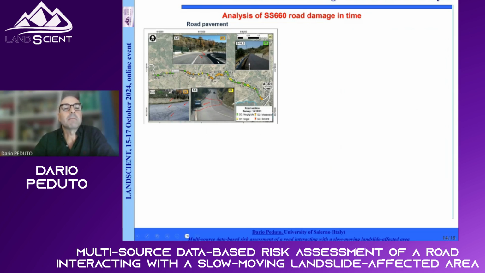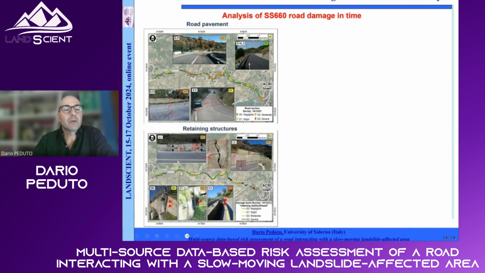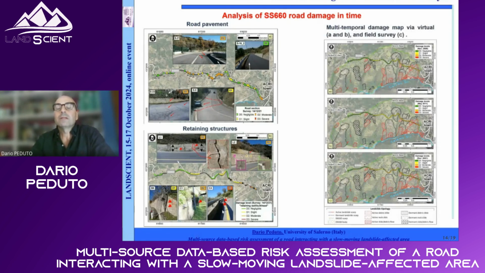From this, collecting the damage information for all the damaged sections of the road, we derived this map of the damage of the road sections. And here, the second map, in which the road is distinguished into different stretches with the equivalent damage of the retaining structures. By putting all this information together, we got these different multi-temporal damage maps, from 2008 and 2011 until 2021, in which the road is colored according to the level of damage recorded on the different stretches of the road.